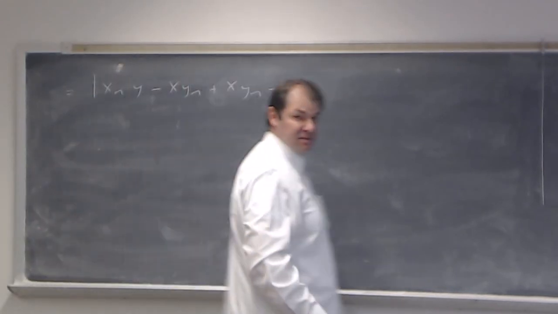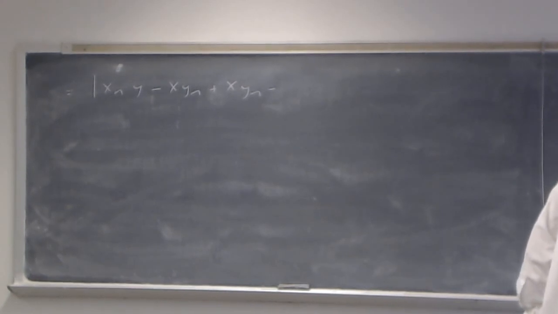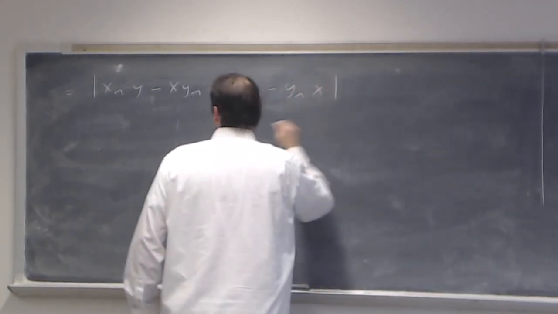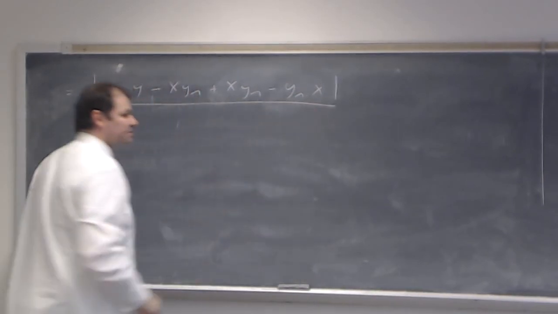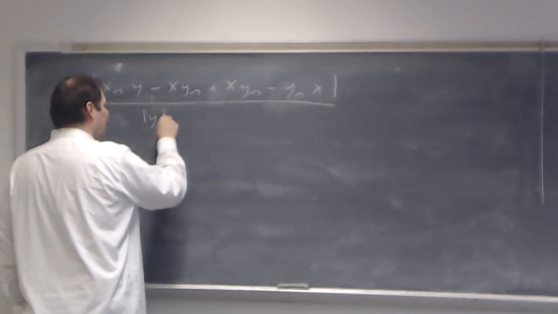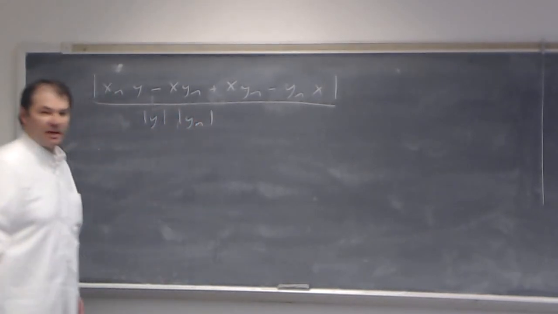And then it says minus y sub n x. And then the bottom, in terms of the absolute value of the product, is the same thing as the absolute value of y times the absolute value of y sub n.